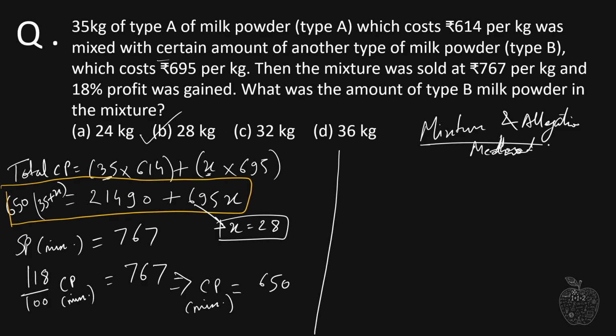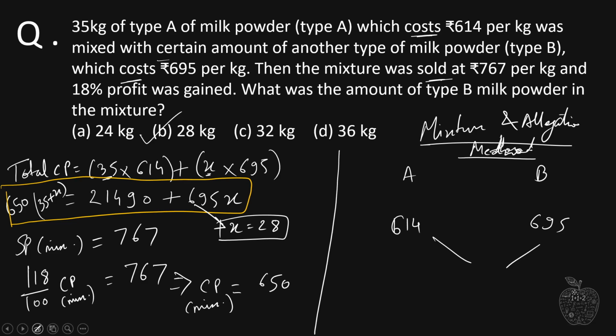So let's solve it in this method. So there are two mixtures, A and B. The first mixture costs 614. Another mixture costs 695. Both are mixed together and the price is 767, right? No, this is not right. Here look, here it is cost price, here it is cost price, and here it is selling price. So we need to first calculate the cost price. So selling price is 767 and profit is 18%.